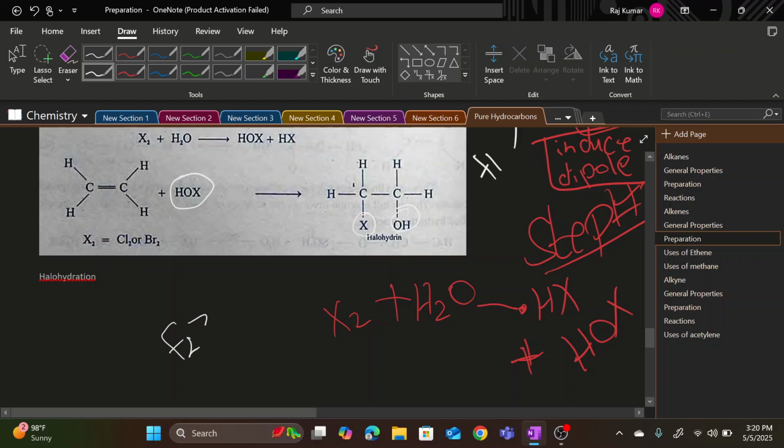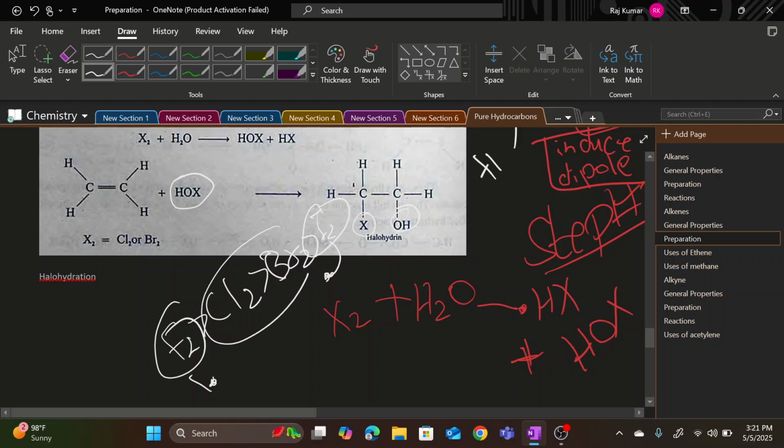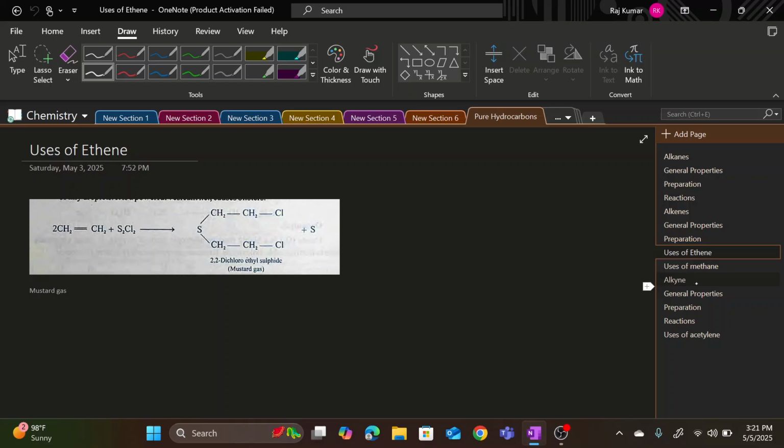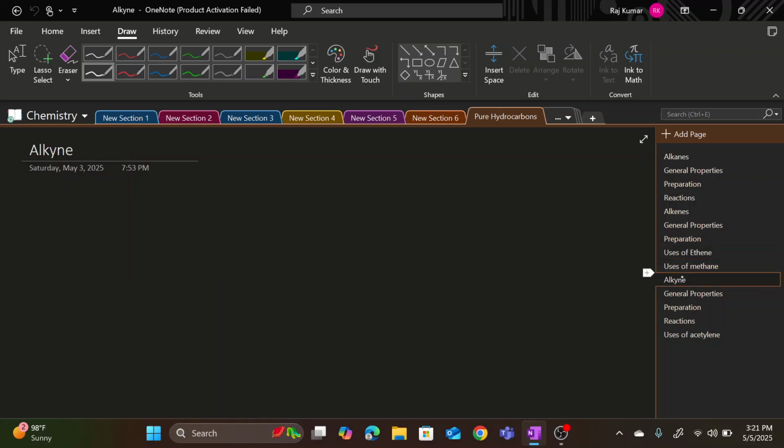Now there's an important concept to understand. The reactivity is from fluorine, chlorine, bromine to iodine. But we do not use fluorine and we do not use iodine. We do not use fluorine because it's too reactive, and we don't use iodine because it's too unreactive. Chlorine and bromine are the ideal ones which we use for the reaction. Alright, let's just now move on to alkynes.